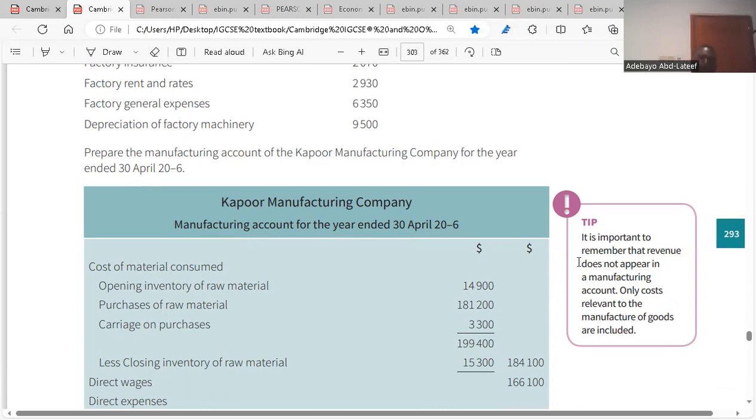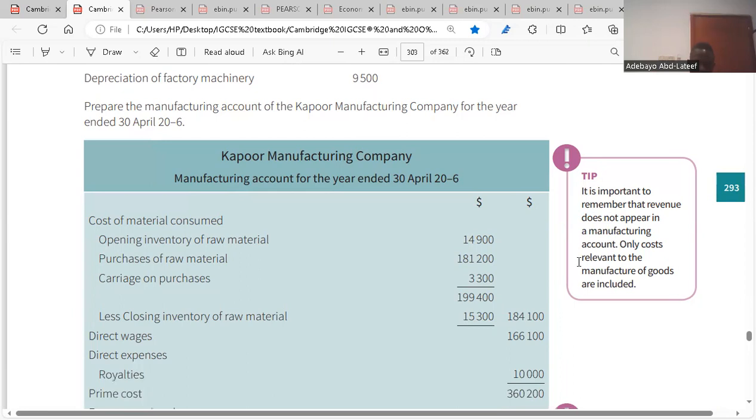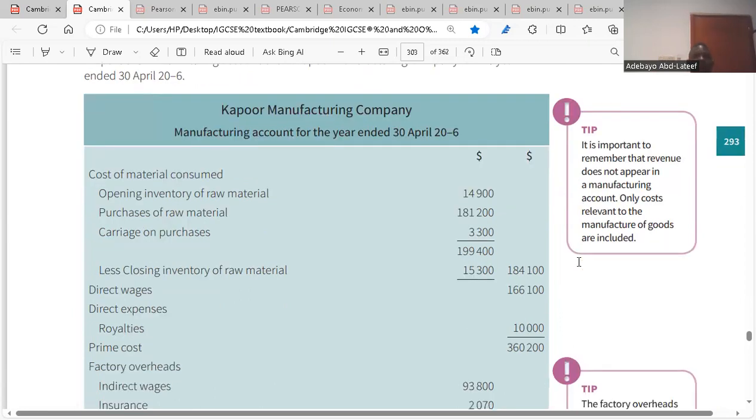The formula that we looked at: opening inventory plus purchases plus carriage inward minus closing inventory gives us our cost of raw material consumed. I think that is clear. Not the prime cost, the cost of raw material consumed.